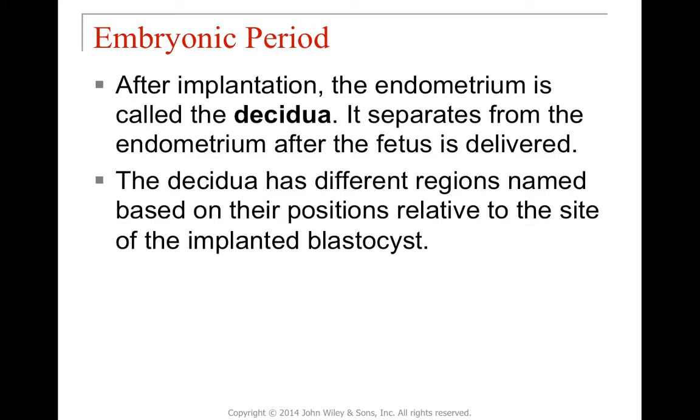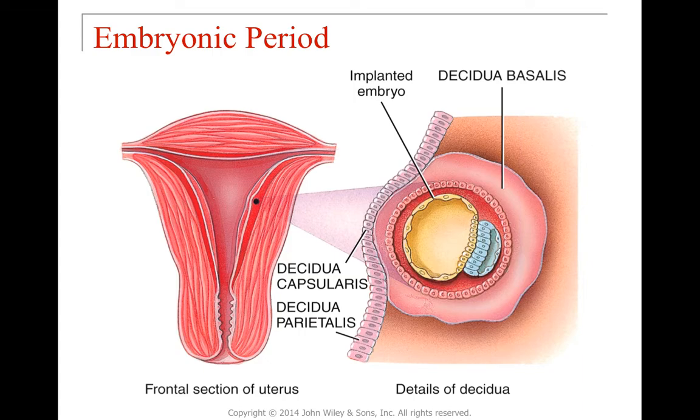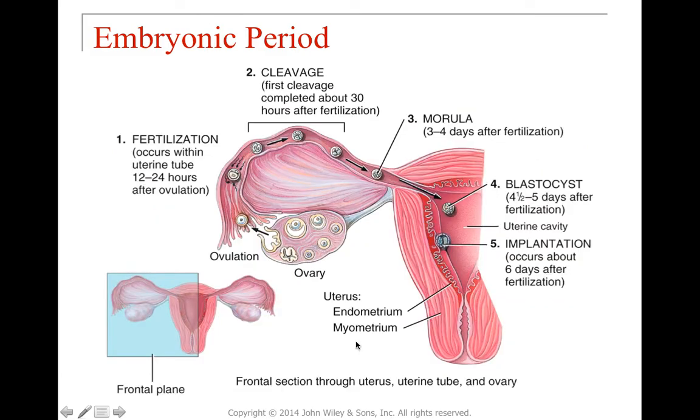And the decidua has multiple different regions, and it's all named based on how they are relatively oriented to the implanted blastocyst here. So here we have the implanted embryo. It's now gotten underneath that layer. Here's the decidua basalis that's going to surround that implanted embryo. And then the region on top is called the decidua capsularis, I apologize. And then the region that surrounds that is called the decidua parietalis.